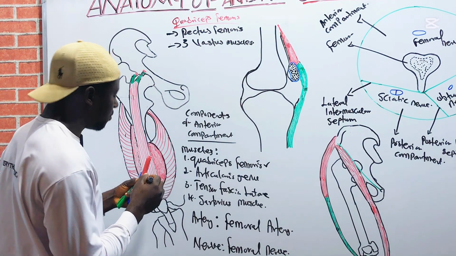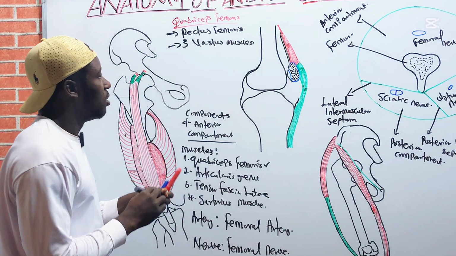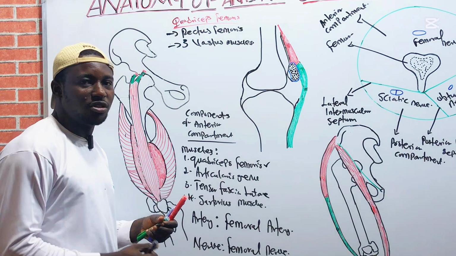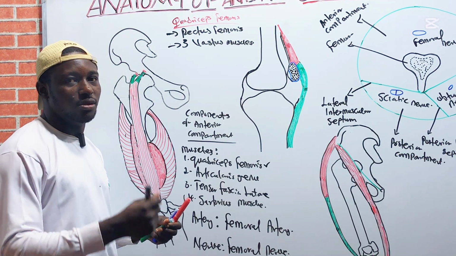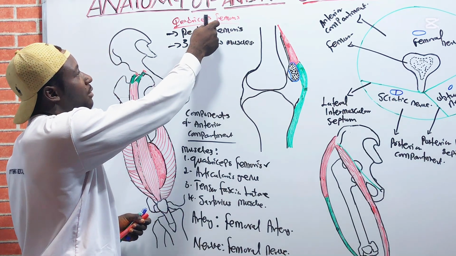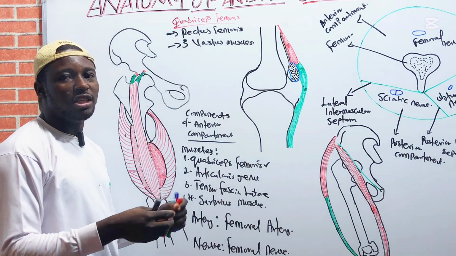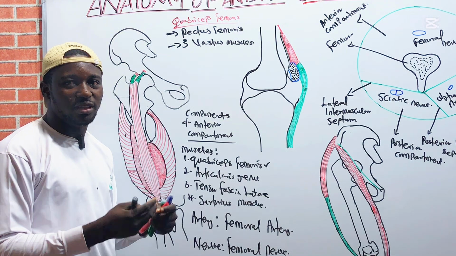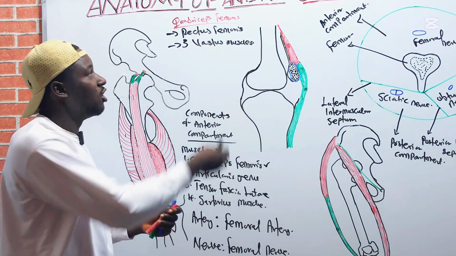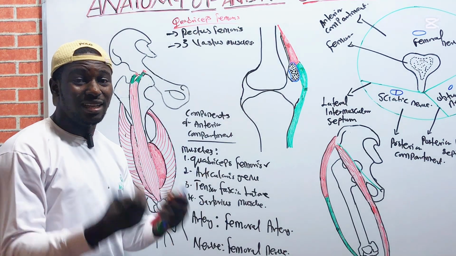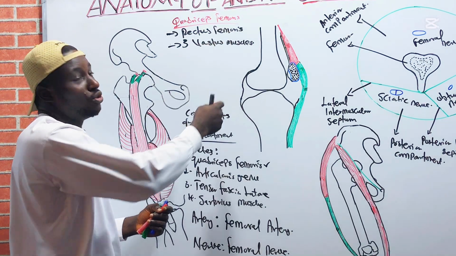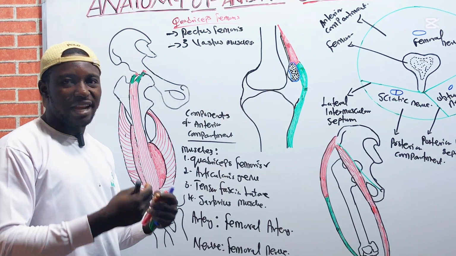Three vastus muscles. In these three vastus muscles, we have the vastus lateralis, the vastus intermedius, and the vastus medialis, which forms the three vastus muscles. Recall that the quadriceps femoris forms majorly the bulk of the muscles in the anterior compartment of the thigh region. It is the most powerful extensor of the knee joint because all these muscles here function to extend the knee joint, except the rectus femoris, which also functions to flex the hip joint.